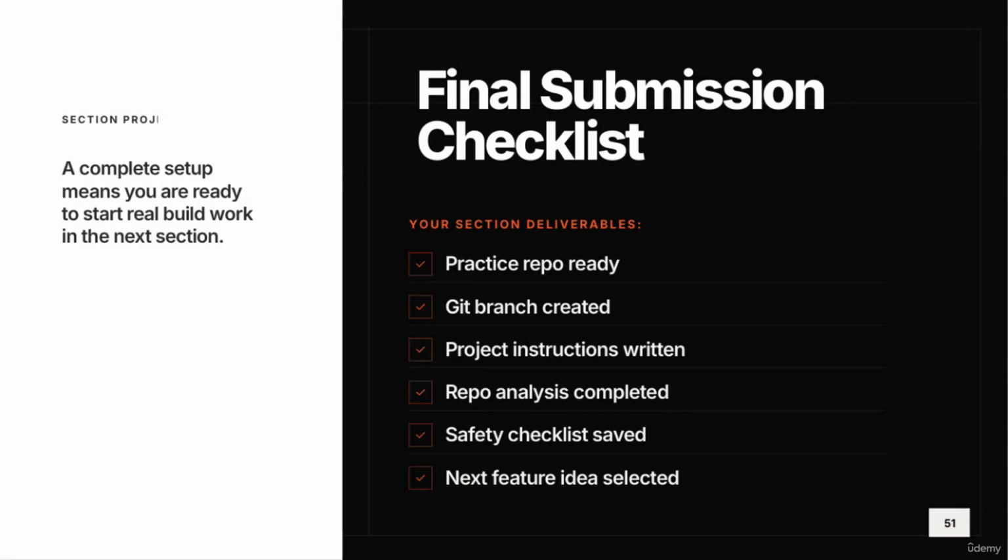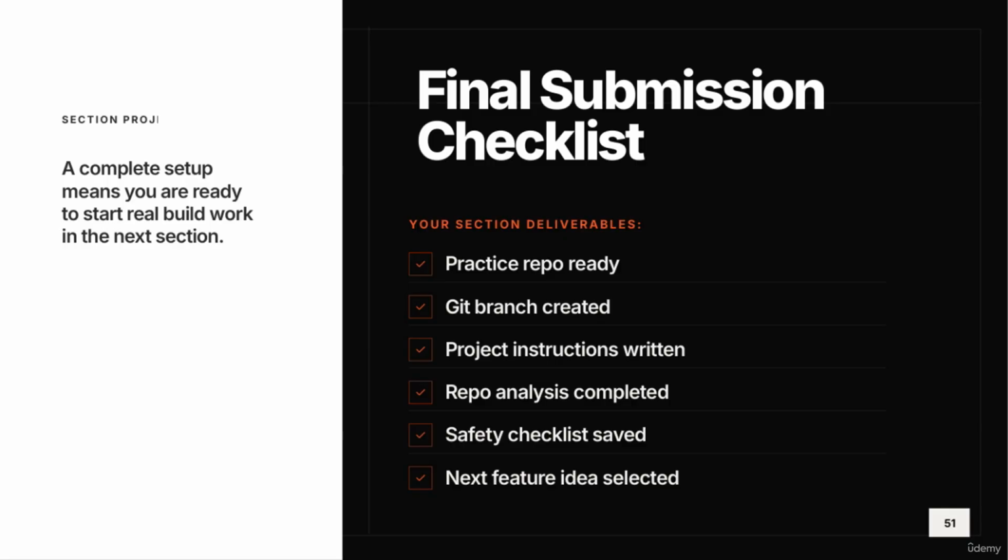Here's a final submission checklist to make sure everything is in place before moving forward. First, ensure your practice repository is ready and that you create the appropriate Git branch for your work. Next, confirm that your project instructions are clearly written, providing a solid guide for anyone who might use or continue the project. Also, complete a thorough analysis of your repository to spot any issues or areas for improvement. Don't forget to save your safety checklist to maintain best practices and secure code standards.